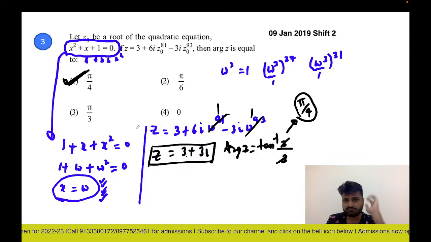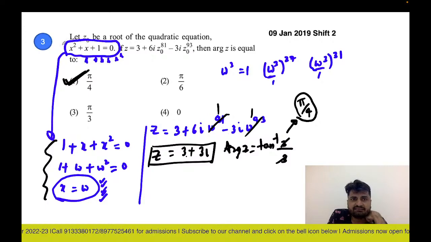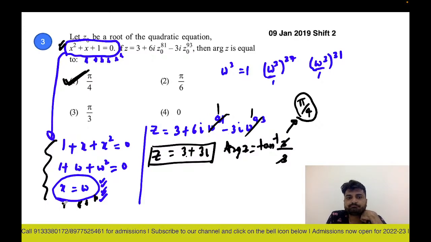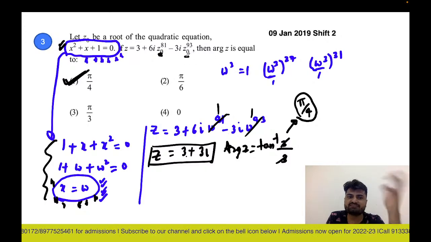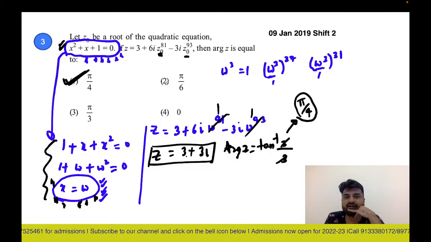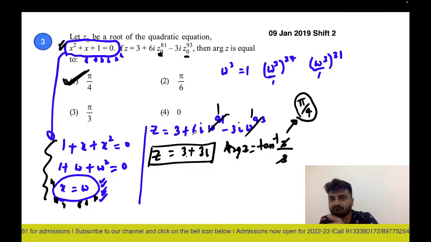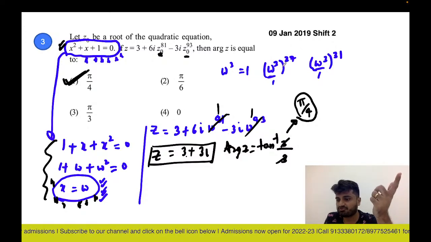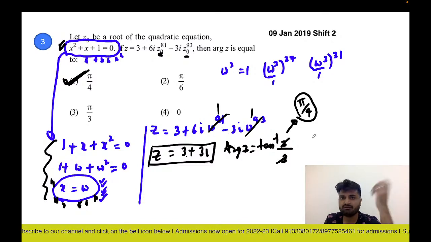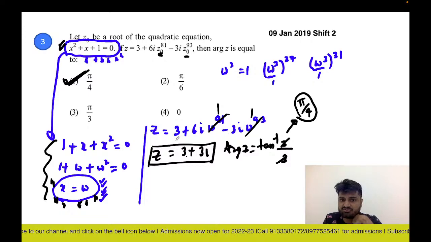So the only logic here is identifying that this expression means the x value is omega. That's it. If you get that, you can find out that omega is satisfying the equation, so it's a root. So instead of z0, I'm substituting omega. And omega cube is 1. So omega cube whole power 27 is omega power 81. So 1 power 27 is 1, 1 power 31 is 1. So we can just substitute that. You'll get 3 plus 6i minus 3i, which is 3 plus 3i.